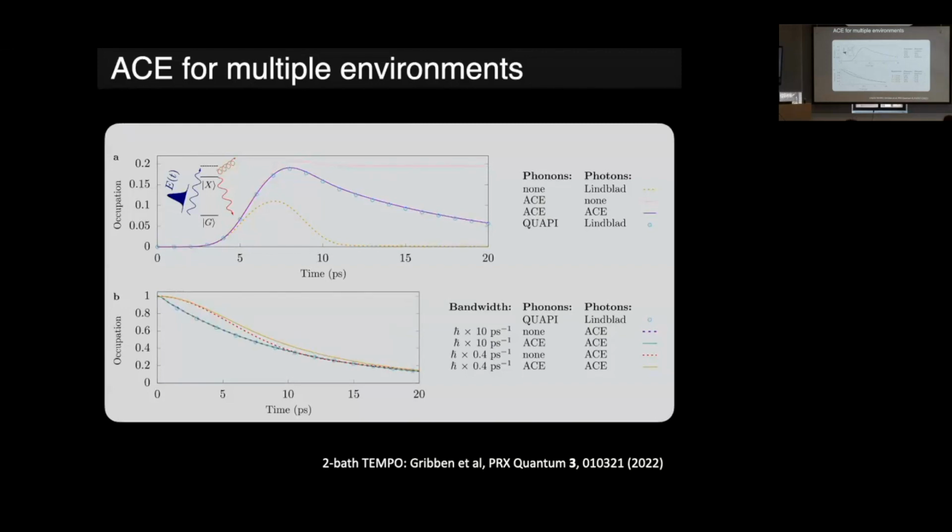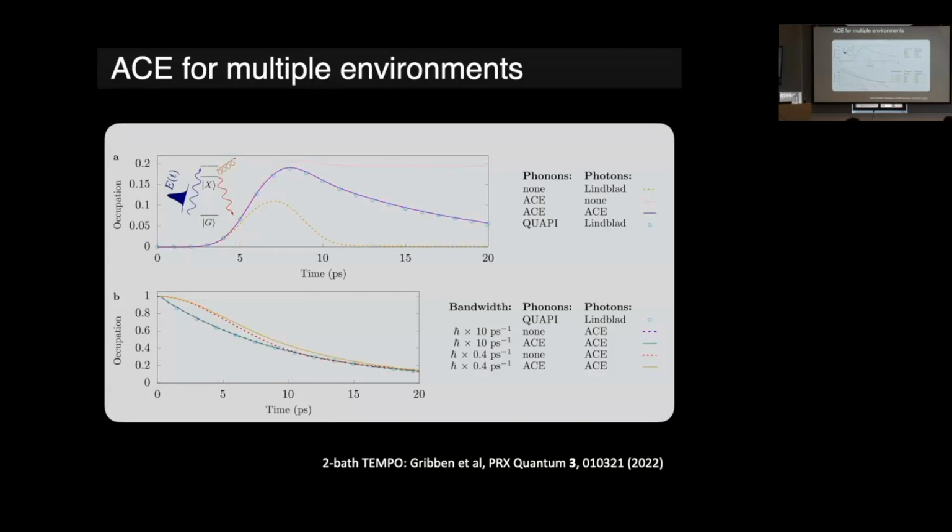And actually, we could have done the photons with QuAPI and we would expect exactly the same result, right? The Lindblad operator is fine for the spontaneous emission. So that's the point here, if your bandwidth is sufficiently large.